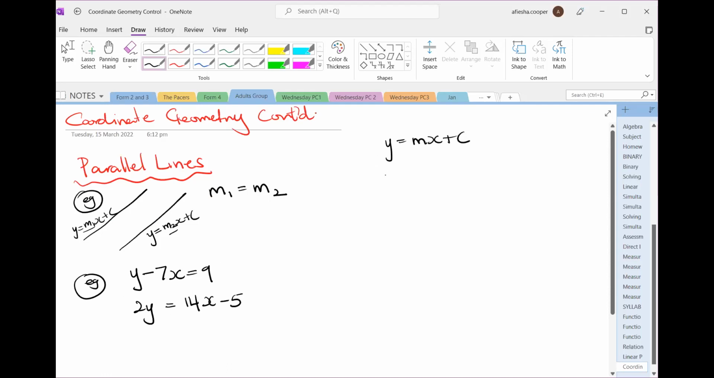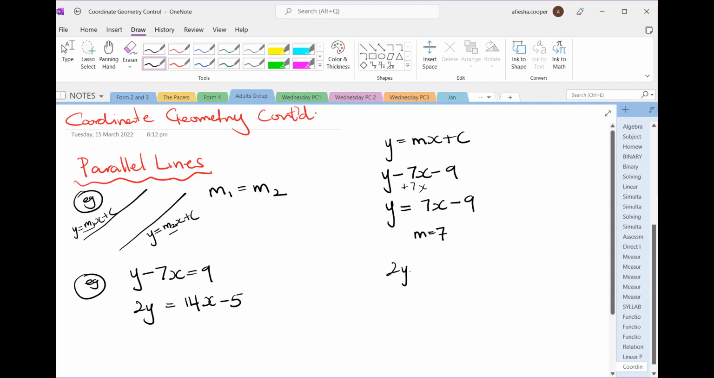So we are going to make y the subject of the formula for this, y minus 7x is equal to 9. All we will have to do is add 7x on both sides, so we'll end up with 7x plus 9, because we're adding it on both sides, right? I'm just going to put the x in front as well. So it will be y is equal to mx plus c. So here we know that our gradient is equal to 7.